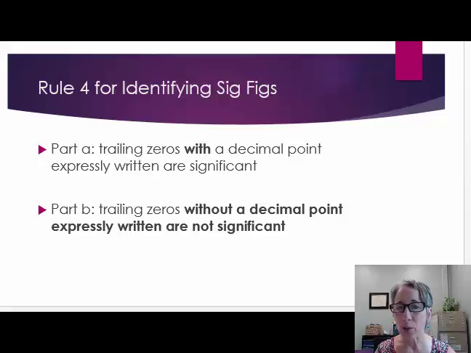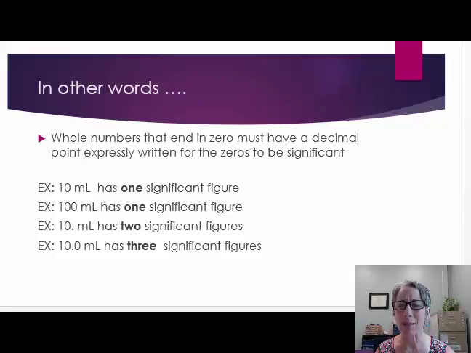Rule 4 has to do with trailing zeros, or zeros at the end of a measurement. If a measurement has an expressly written decimal point, then the trailing zeros are significant. If a measurement is a whole number and a decimal point is not expressly written, then trailing zeros are not significant. They are known as ambiguous. This is the rule that confuses most students.